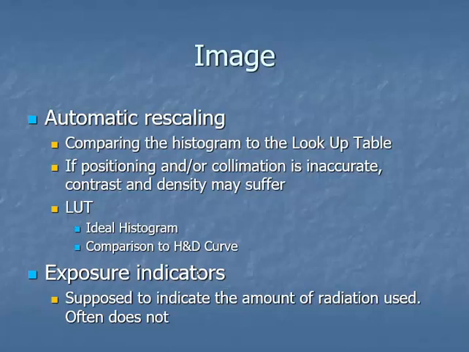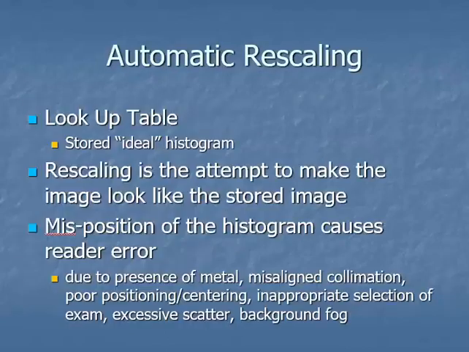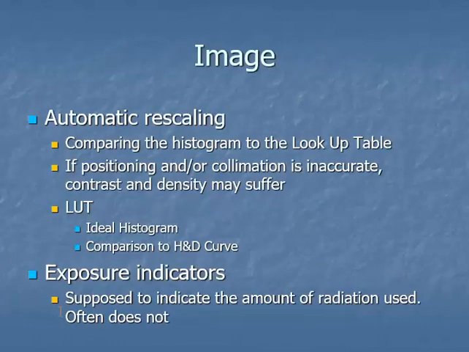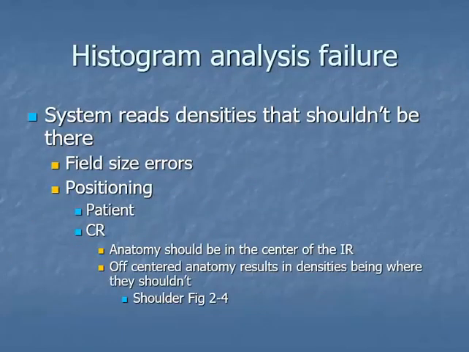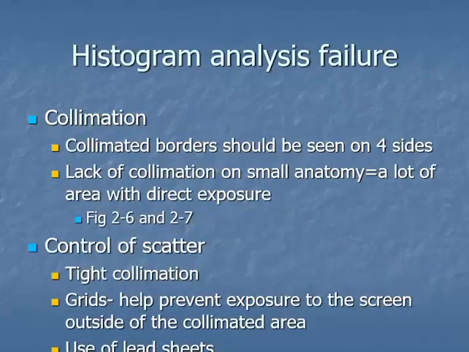The lookup table is the ideal histogram as compared to an H&D curve, just so that we can make sense of what the histogram looks like. Again, we've really already talked about all of this. The things that can cause histogram analysis error would be field size, positioning, presence of metal, part selection, off-centering, and collimation.